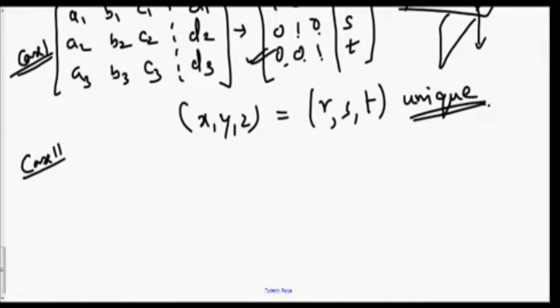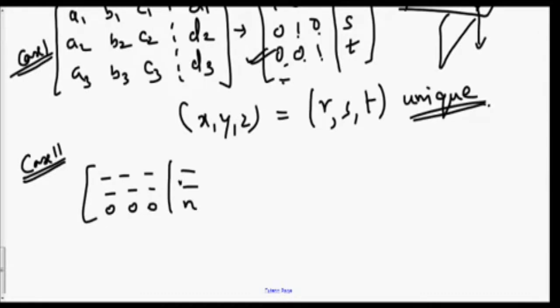Case 2 would be when you cannot bring it to this echelon form. So what you do here is you don't bother about the other rows, you concentrate on the last row and try to get as many zeros as possible, giving 0 0 0 on the last row with a number here. Say I have some l, and I have an m, and an n here. So this means that 0 equals n, which shows that there is no solution. You can't have 0 equal to n, right? So there is no solution, which means that the planes are parallel to each other. They do not intersect.